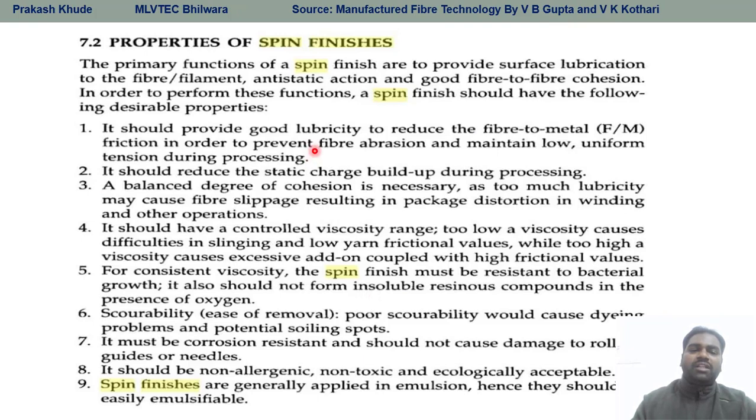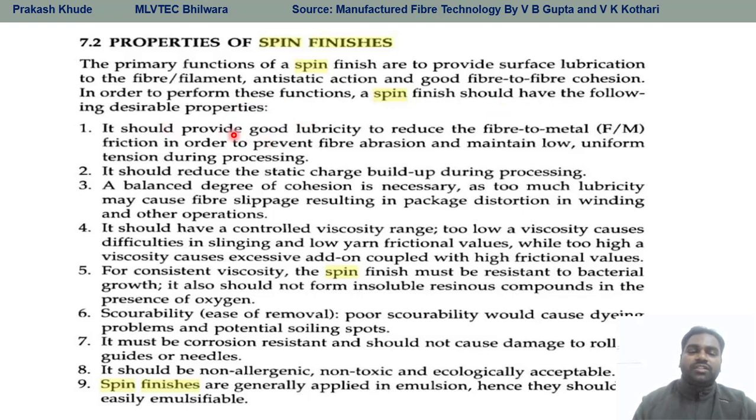Now we'll see what basic properties are necessary in the spin finish. I already said that it needs to perform three basic functions. One is lubrication, to provide surface lubrication to the fiber or filament. Second is anti-static action, and third is good fiber to fiber cohesion. In order to perform these functions, the spin finish should have the following desirable properties.